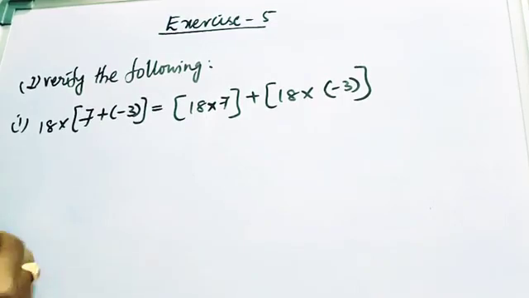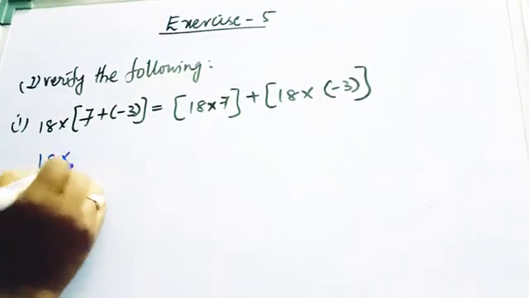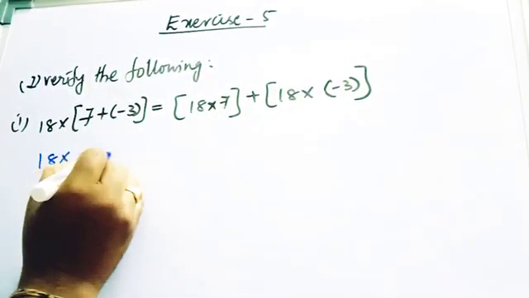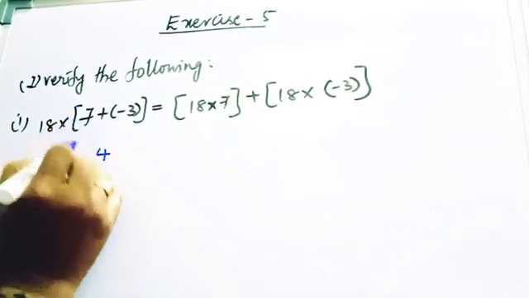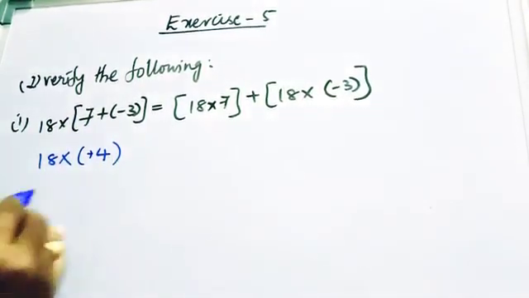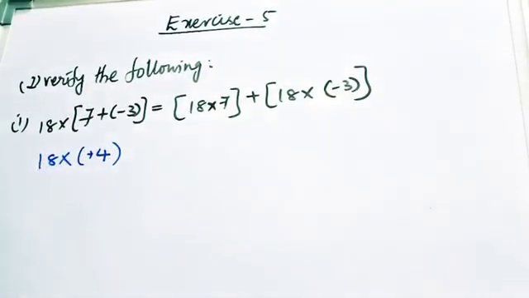Now if you are taking the left side statement, 18 into one positive, one negative, do the subtraction. So 7 minus 3 is 4. Here 7 is the big number, so we need to keep the big number's sign, that is plus 4. So 18 into 4 is 72.